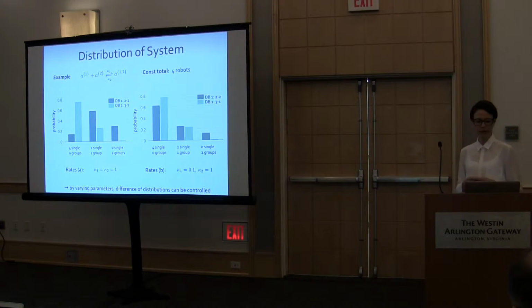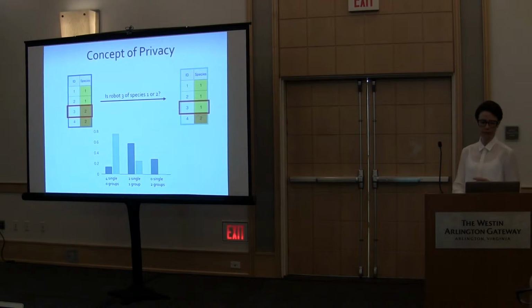And so the key point here is that by varying the parameters of our system, we can actually control the difference or the disparity of our observable distributions of our system states. And this really leads me to the concept of privacy that I want to introduce today. So what we want to do is we want to prevent the adversary from being able to guess the species of a particular robot. And we do this by ensuring that the disparity of the observable distributions is low enough so that he cannot validate or reject any assumption with high confidence.